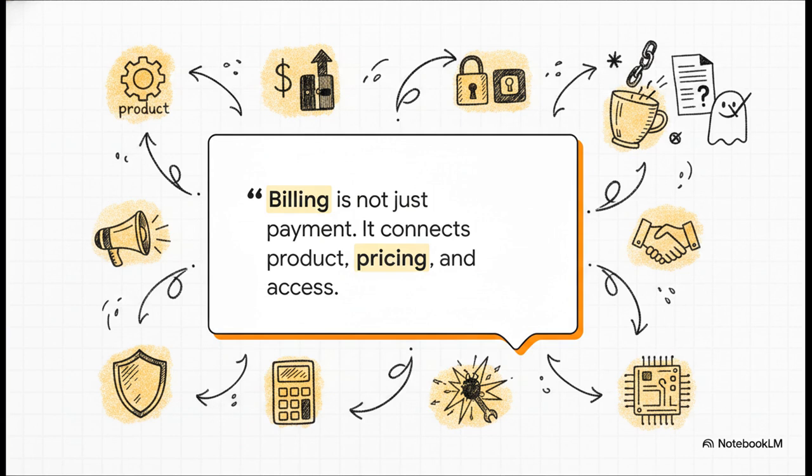A small bug in this architecture doesn't just mean a failed credit card charge. It could actually mean a canceled customer is still actively using your premium product. Or maybe a massive enterprise client is quietly bypassing their usage limits without ever generating an invoice.